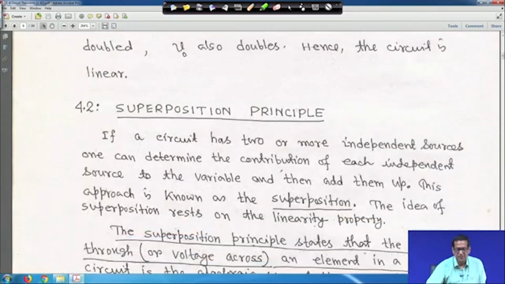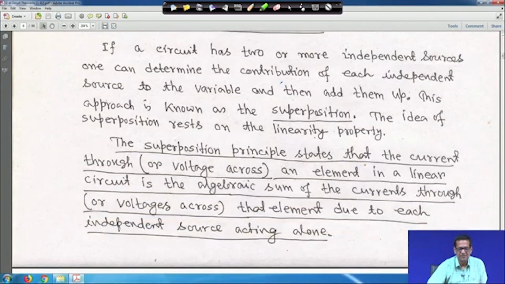So, next is the superposition principle. If a circuit has two or more independent sources, one can determine the contribution of each independent source to the variable and then add them up. Suppose you have two or more independent sources, then you consider one at a time, the other sources should be turned off, right, and you add them up. This approach is known as superposition.